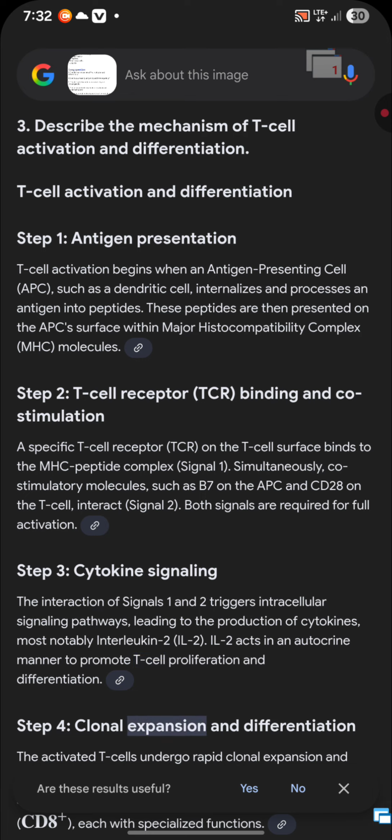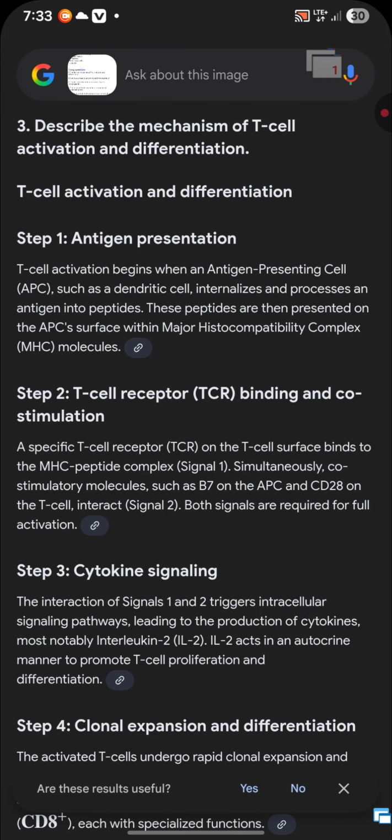Step 4. Clonal expansion and differentiation. The activated T cells undergo rapid clonal expansion and differentiate into various effector and memory T cell subsets, such as helper T cells, CD4+, and cytotoxic T cells, CD8+, each with specialized functions.